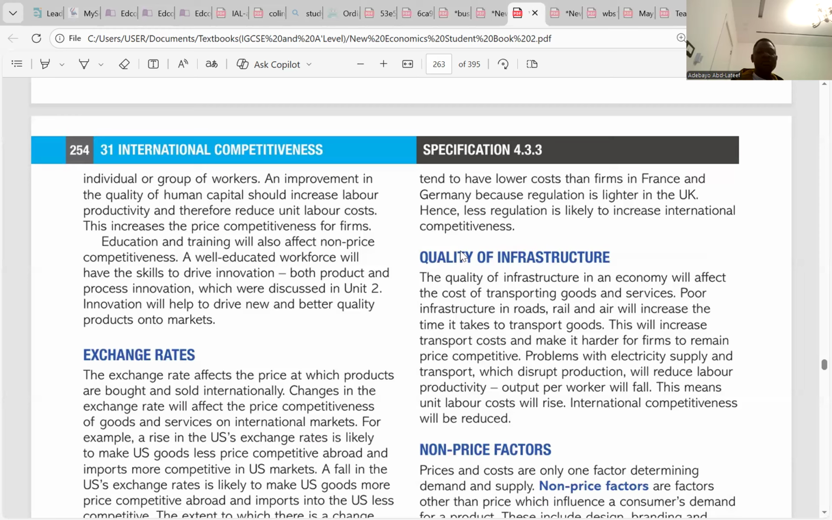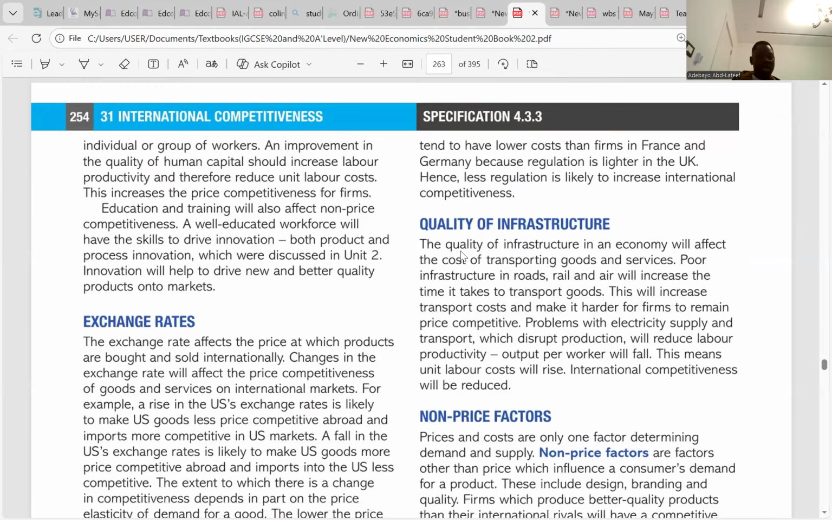So if regulations are strict in countries, it affects the operations of such country and of firms in such country. And if their operation is affected, it simply means it's going to increase their cost of production. And if their cost of production is increasing, they have to pass on those high costs onto higher prices, which means foreign customers will find it expensive to purchase their products, and that makes them less internationally competitive.